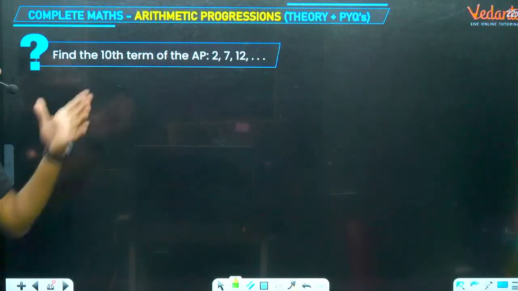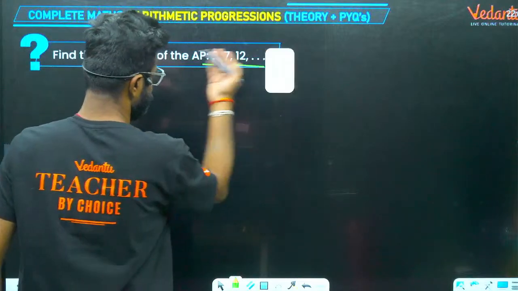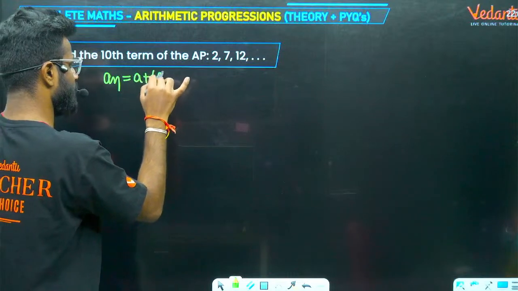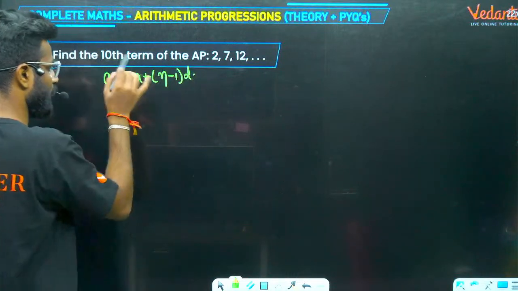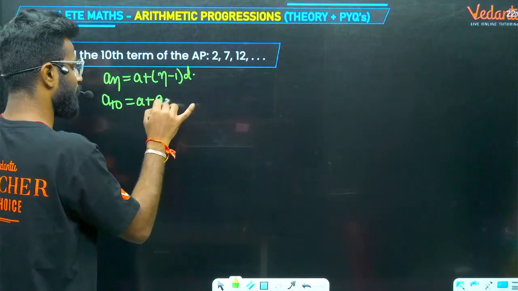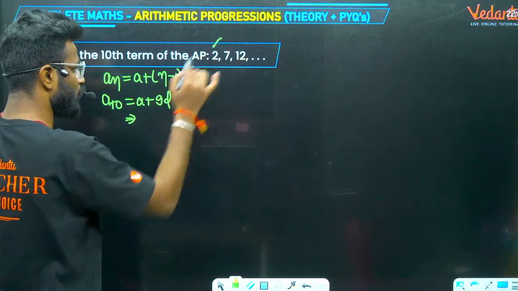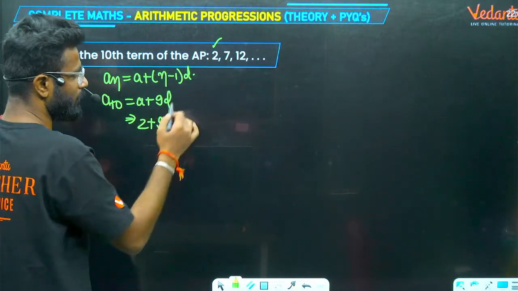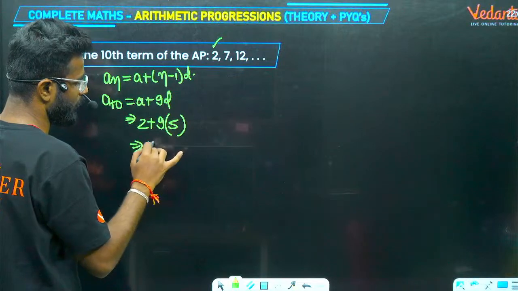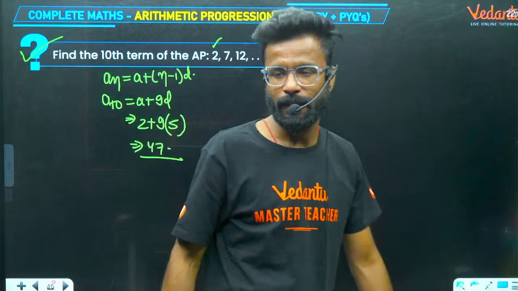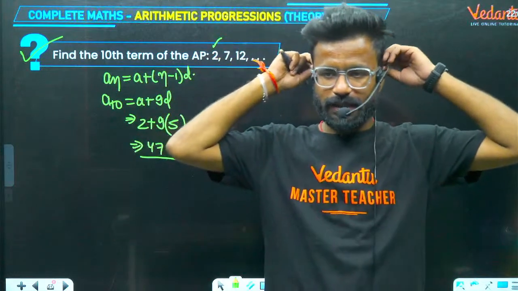Find the 10th term of the AP. Simple. An is equal to a plus n minus 1 into d. If you have to find the 10th term, then a10 is equal to a plus 9d. A is 2 plus 9. D is second term minus first term, that is 5. 9 5s are 45 plus 2, 47. Simple.